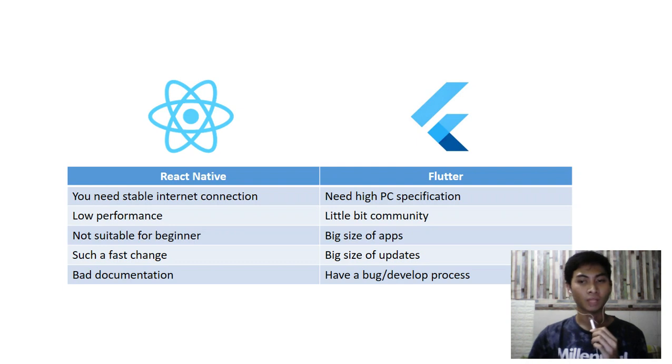Fifth, bad documentation. Why bad documentation? First, React Native has a new version. If you want to visit the documentation, you can visit the official website. On the official website, you just find all the documentation, but React Native has a new version. This is why React Native has a crucial minus point.